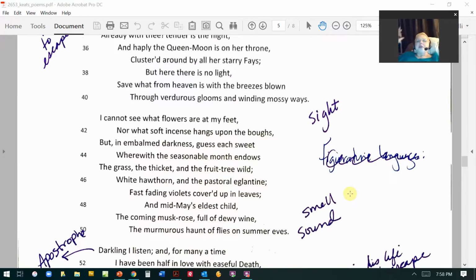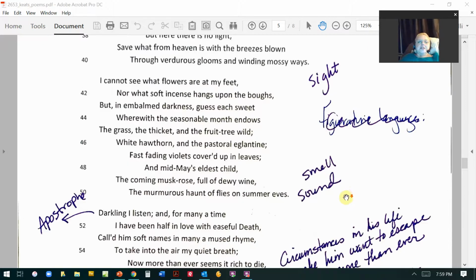So he's describing not what he can see because it's dark, but what all his other senses tell him about what this looks like. And he can smell, so he knows what those things are because he can smell them, and he can hear, right? So here's apostrophe. Darkling, I listen.